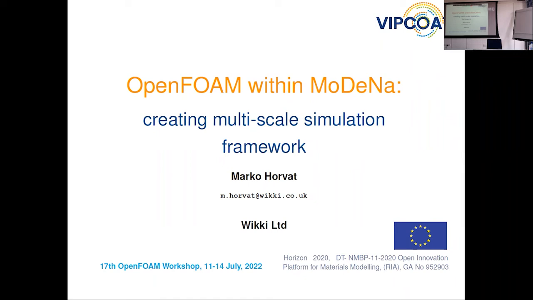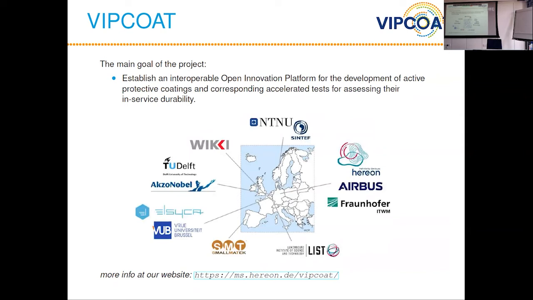So first, let me introduce the WIPCode. It's a project that is mainly focused on developing a virtual open innovation platform for active coatings. The motivation for the project is that there have been many restrictions from the European Union on how protective coatings can be manufactured. They have banned one of the most important components in the coatings. Manufacturers are now no longer able to use chromates, which were pretty much the basis of the production of anti-corrosive paints.